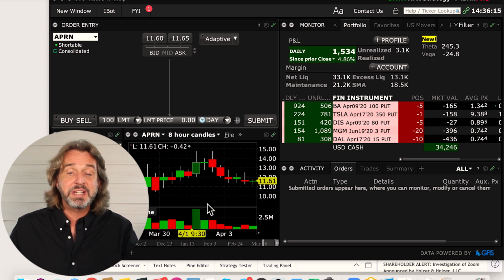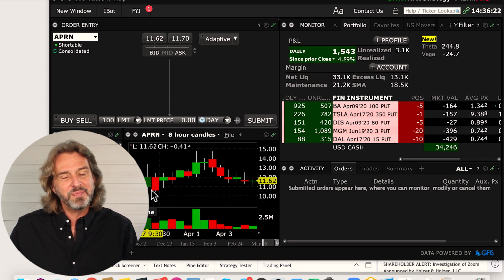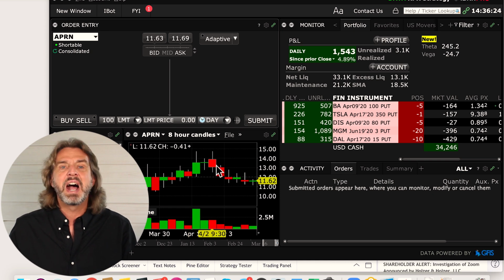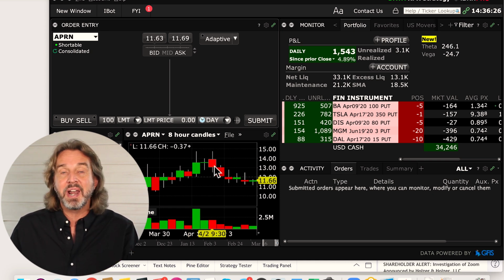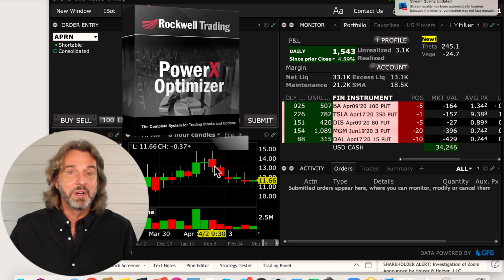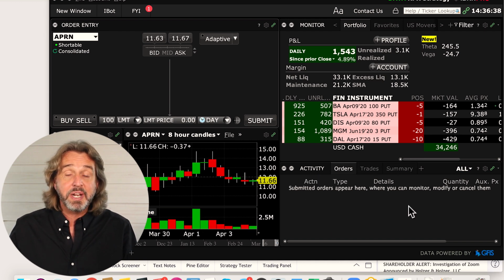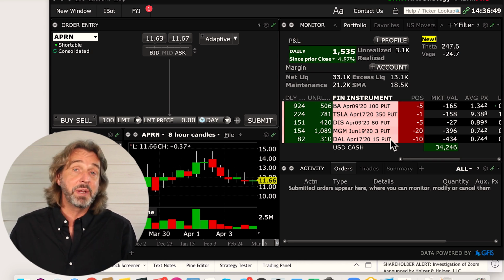Now here you see some basic information about the stock or the option that you want to trade. So here in Interactive Brokers, there's a few bars or candles. I'm not using it a whole lot. As you know, I like to use TradingView and PowerX Optimizer, my own software here, in order to find the trades and place the trades. So down here in the lower right, you see the open orders. And you see right now, there is no open orders. But in the upper right, this is where you see actually the positions that I'm in right now.